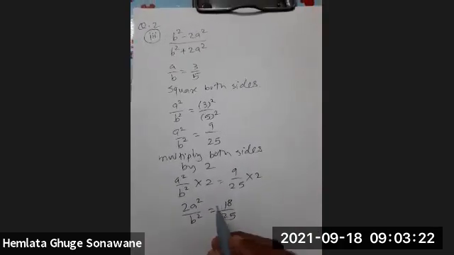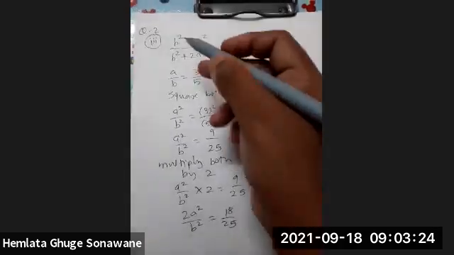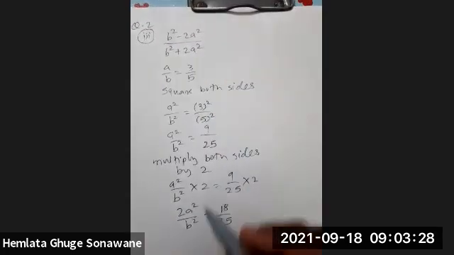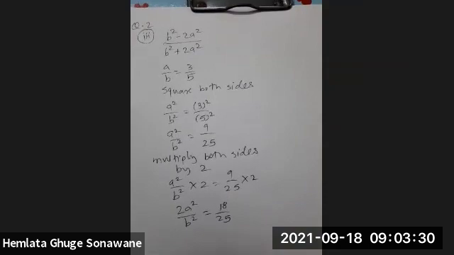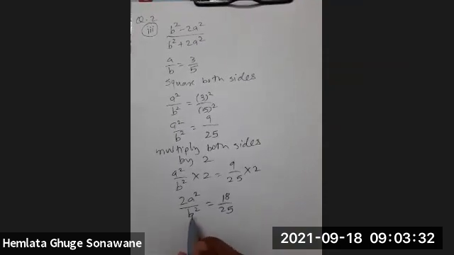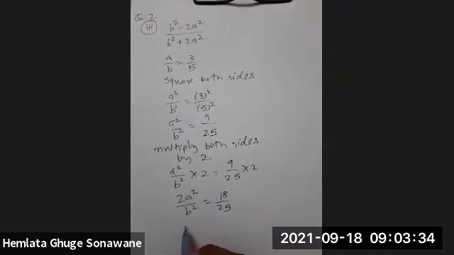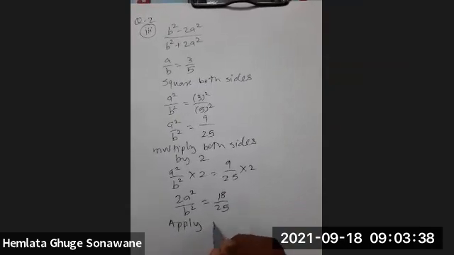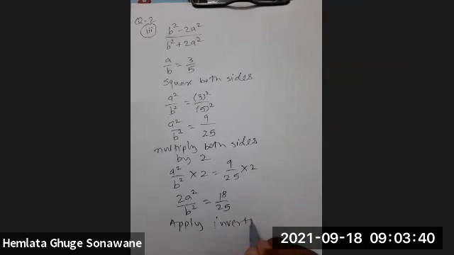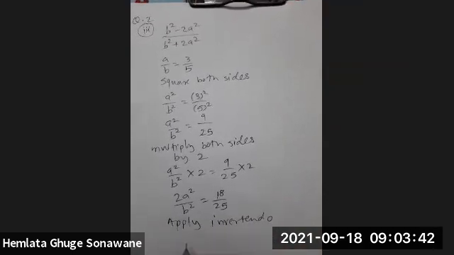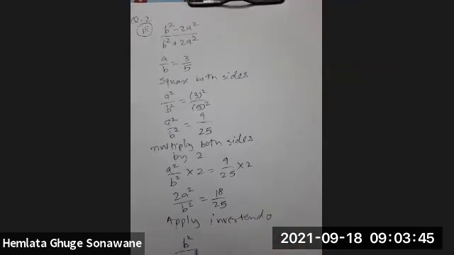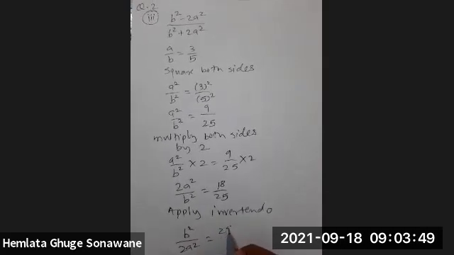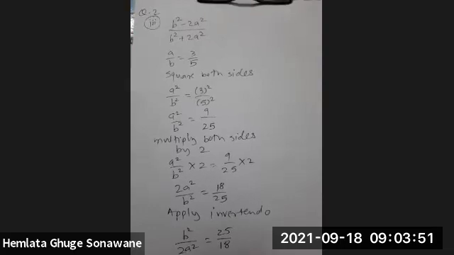Okay. Now we can see here b square upon 2a square is there, so here we'll apply the property of invertendo. We'll invert the given term. So applying the property of invertendo, it becomes b square upon 2a square is equal to 25 upon 18.